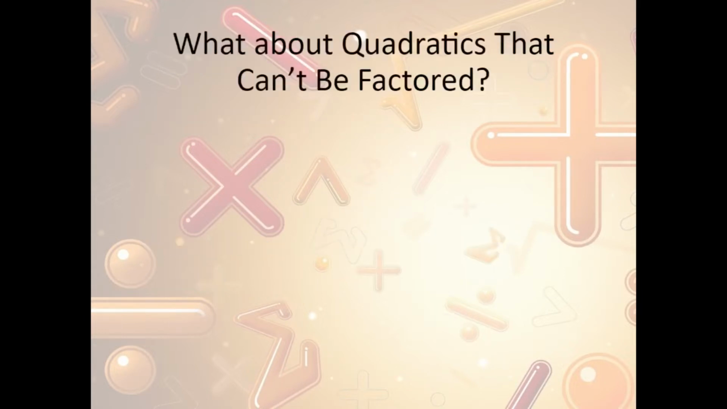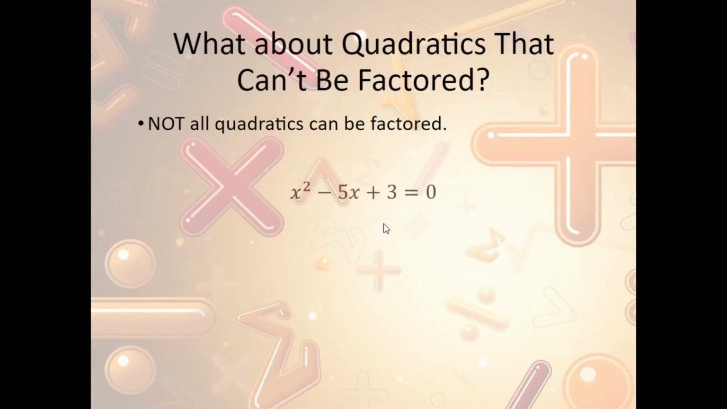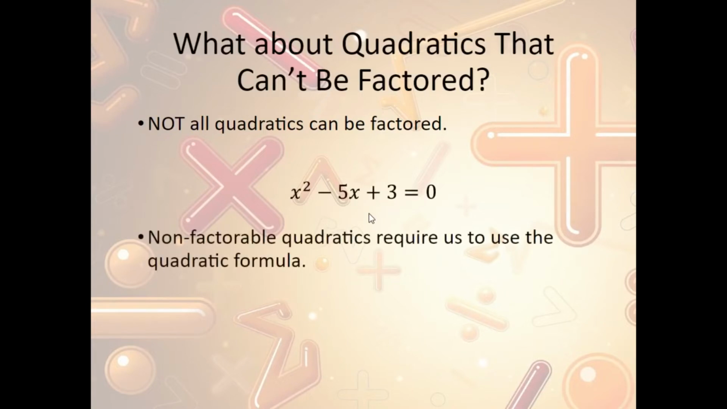Now what about quadratics that can't be factored? Not everything comes out evenly, so not all quadratics can be factored. For instance, this one, x squared minus 5x plus 3 equals 0, is a non-factorable quadratic. When we get these non-factorable quadratics, we have to use what's called the quadratic formula.